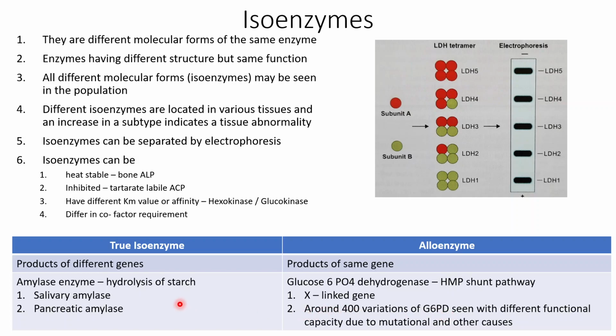Here in true isoenzymes, we have two isoenzymes produced from two separate genes. Here in alloenzymes, we have around 400 types of isoenzymes but they are all produced from the same gene. So this is the difference. These are what isoenzymes are and what is their importance.